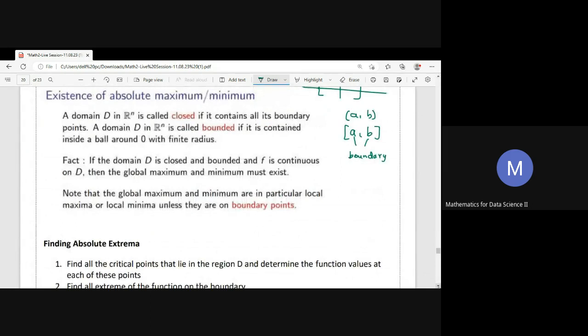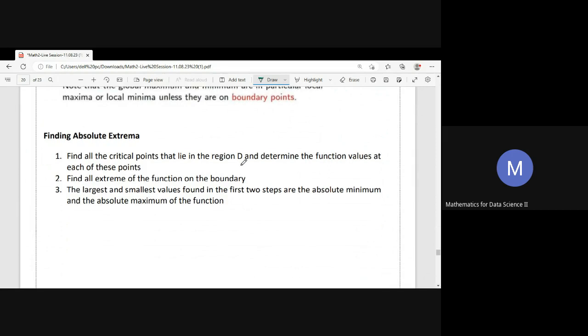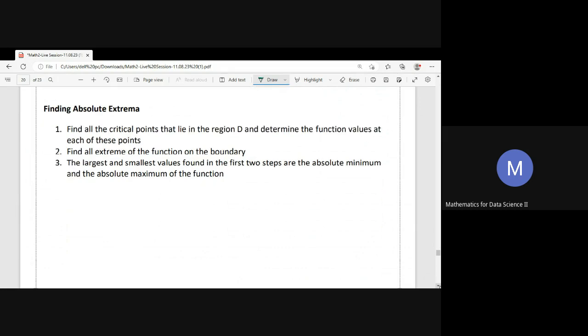What are the steps to find the absolute extrema? Exactly the same steps you see in the case of one variable. First of all, find all the critical points that lie in the region D and determine the function values at each of these points. Find all extreme values of the function on the boundary. What that means, I will tell you with an example. The largest and smallest values found in the first two steps are the absolute minimum and maximum. When I do an example, it will be clear for you.